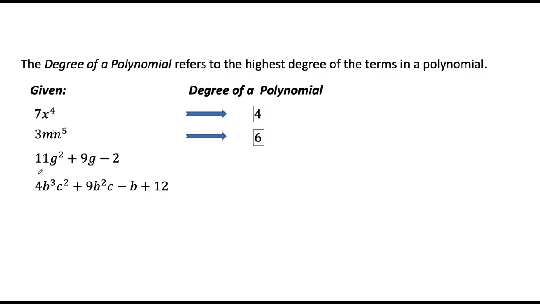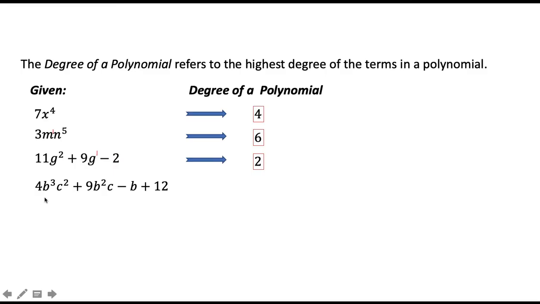In our third given, we have here a trinomial. In our first term, the degree is 2. In our second term, the degree is 1. Since among these three terms, the first term has the highest degree, which is 2, therefore, that is the degree of that polynomial.